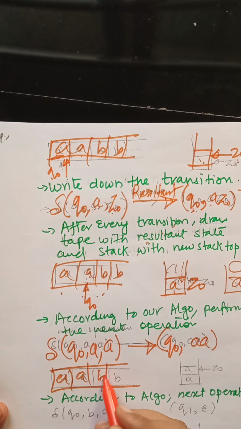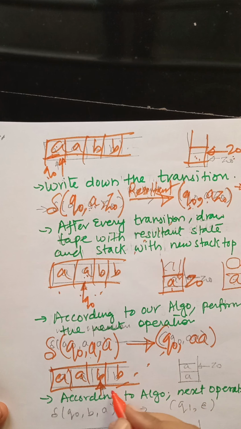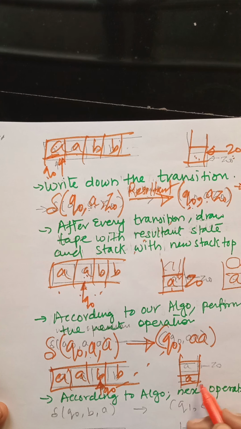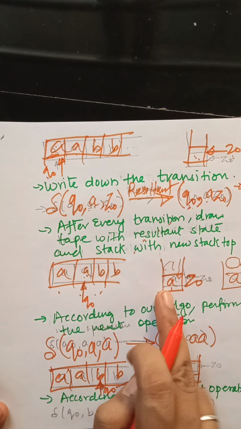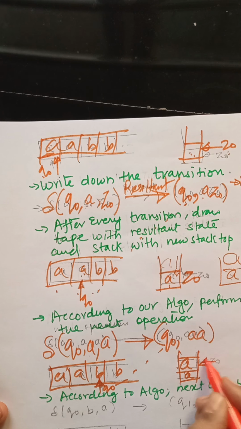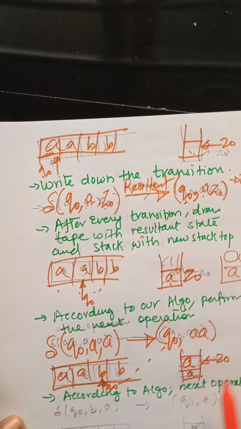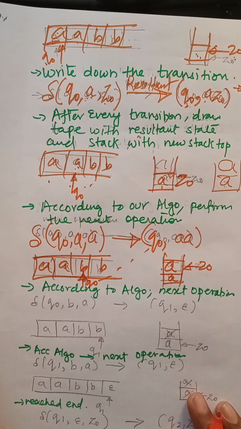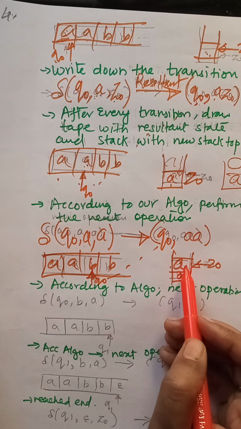So for this input a a b b, the pointer is now here, with the resultant state Q0 and the stack. Here only one A was there. After putting the next A, the top of the stack is incremented by 1. So the Z0, which is the top of the stack, is now pointing to this second A.